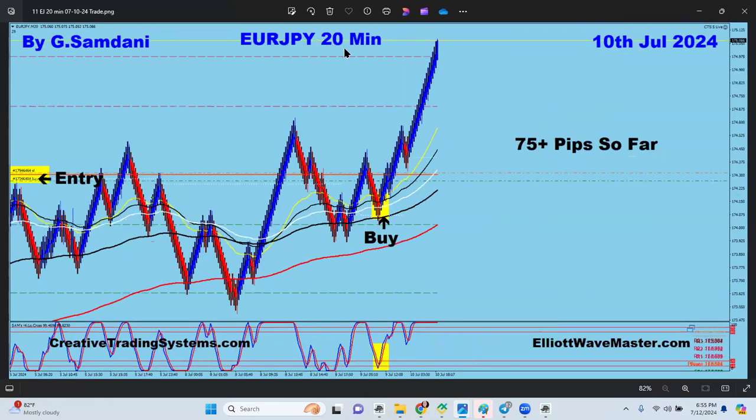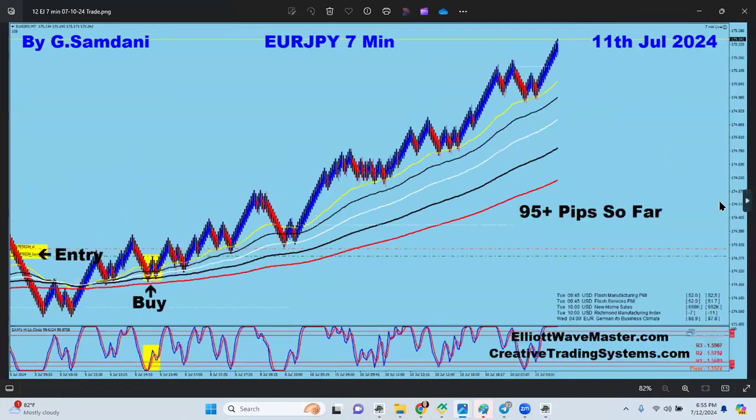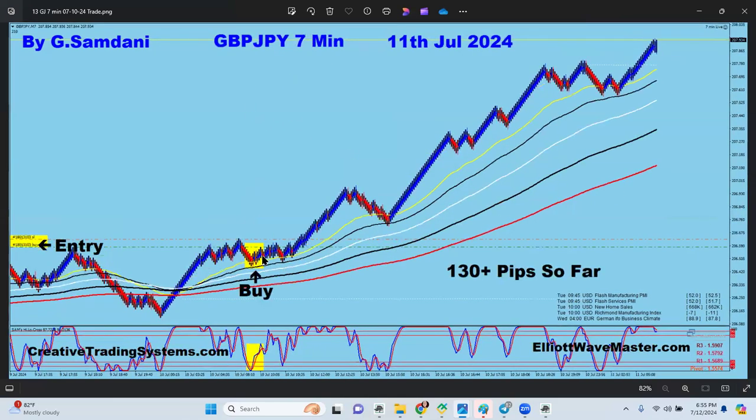This is euro yen pair again to the upside, 75 pip here, and euro yen again. This one from the 7-minute chart, 95 pip. The same trade, but one from my computer, one from my son's computer. This is the 7-minute chart, and pound yen 7-minute chart as well. He took that one as well. So this is all the way to the upside.